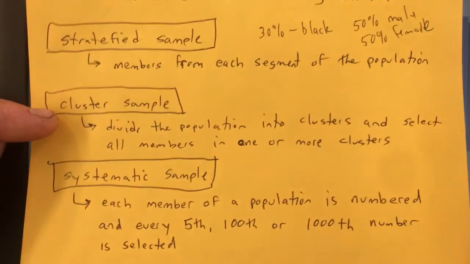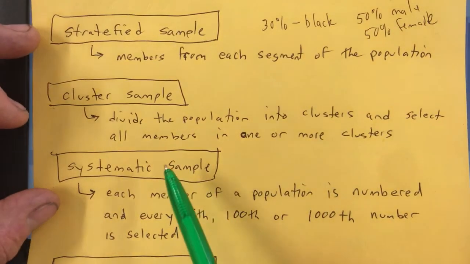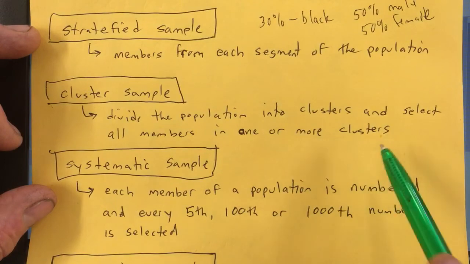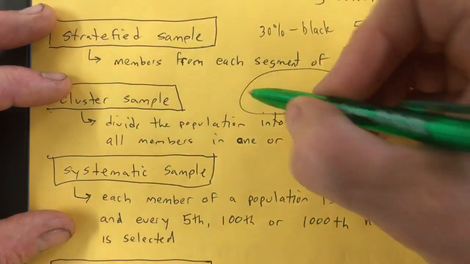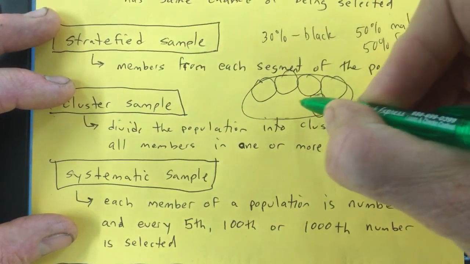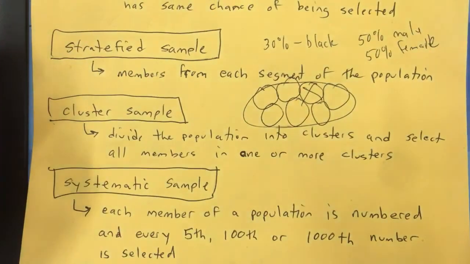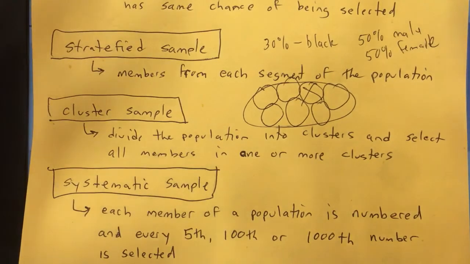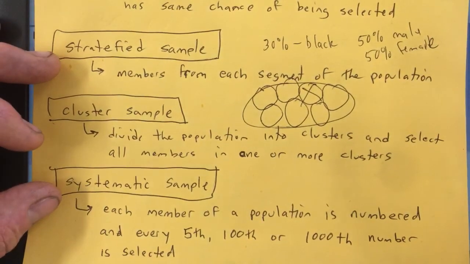A cluster sample is when you divide the population into clusters and select all the members in one or more of these clusters. So here's your whole population right here. Here's a cluster, there's a cluster, there's a cluster. And so you split this up into clusters. And then you might select this cluster here, select every member in that cluster and find out information about them to represent the whole population.